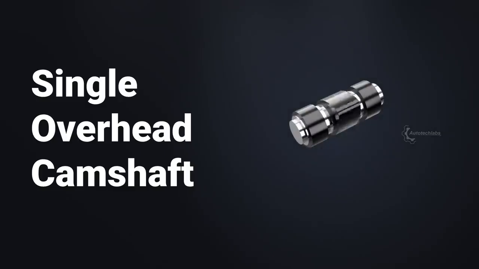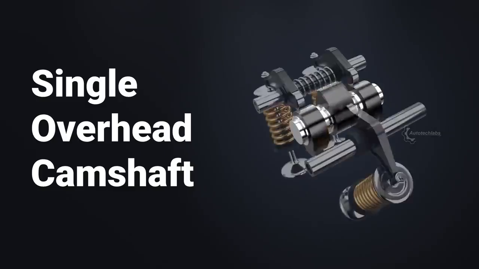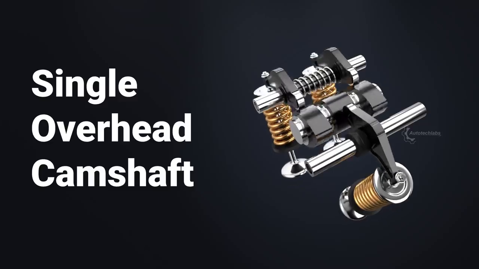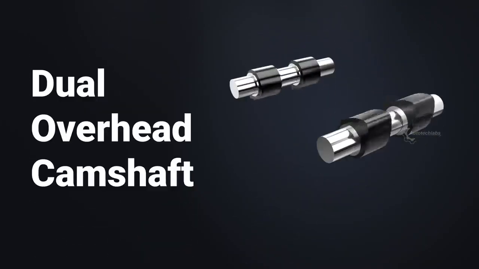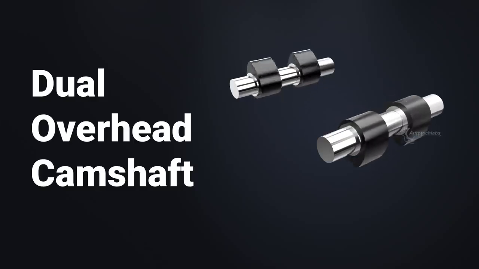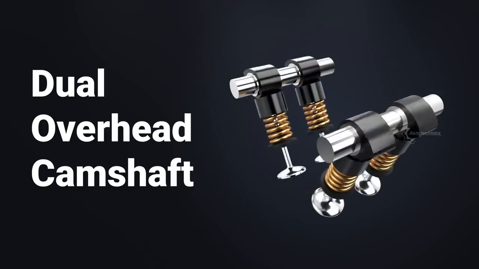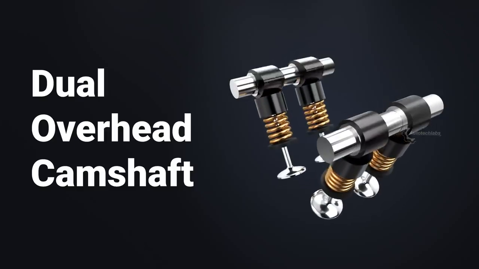SOHC stands for Single Overhead Cam. This type of valve configuration utilizes only a single camshaft for operating both intake and exhaust valves. DOHC, or Dual Overhead Cam, on the other hand, utilizes two independent camshafts for the operation of the intake and exhaust valves.